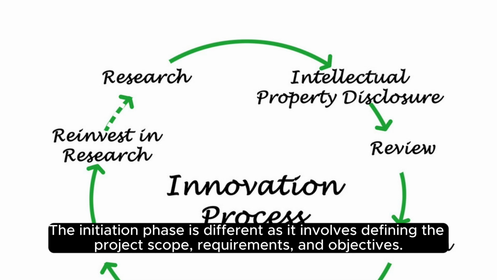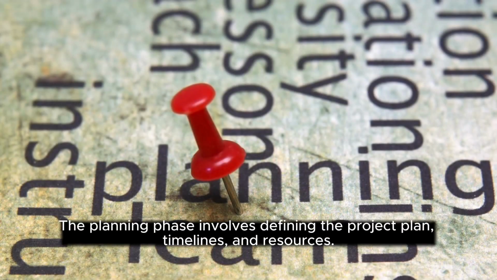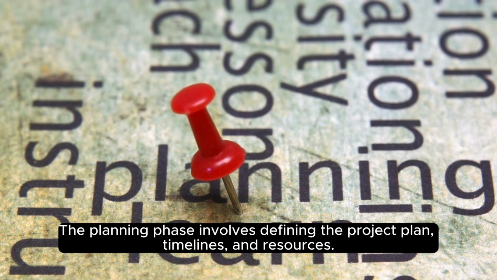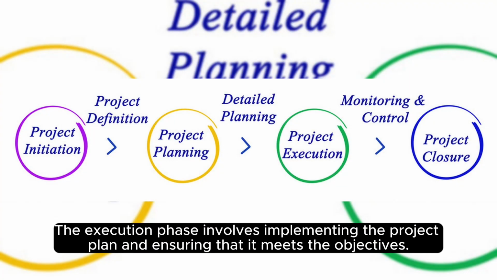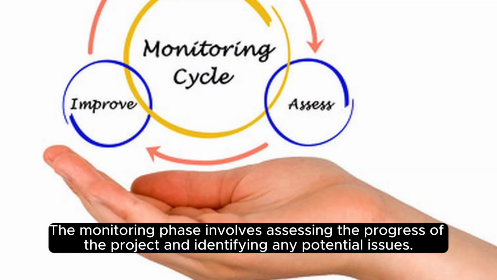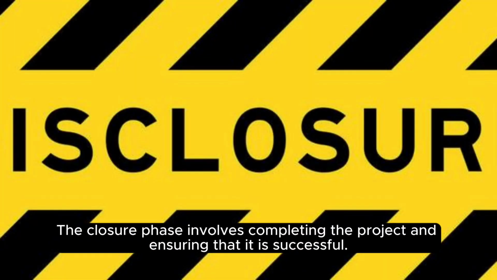The initiation phase is different as it involves defining the project scope, requirements, and objectives. The planning phase involves defining the project plan, timelines, and resources. The execution phase involves implementing the project plan and ensuring that it meets the objectives. The monitoring phase involves assessing the progress of the project and identifying any potential issues. The closure phase involves completing the project and ensuring that it is successful.